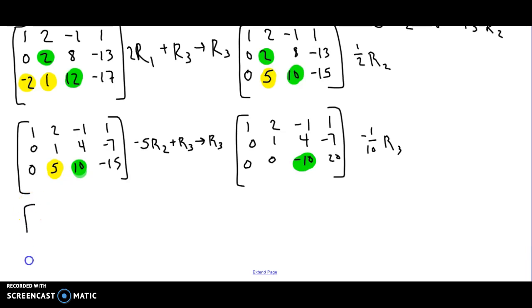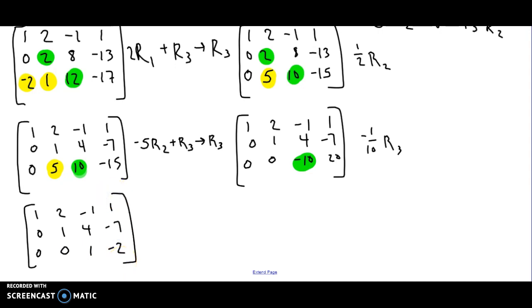And if I do that, I get the values 1, 2, negative 1, 1 for row 1. Row 2 is going to be 0, 1, 4, and negative 7. And then row 3 will be 0, 0, 1, negative 2.